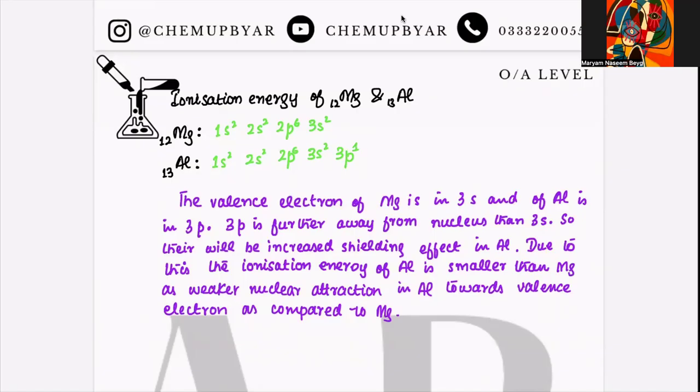Yeah, sure. First, complete this electronic configuration. For the ionization energy across the period, these are the two dips.